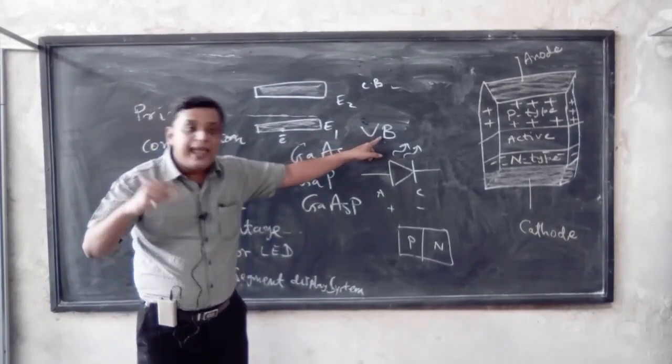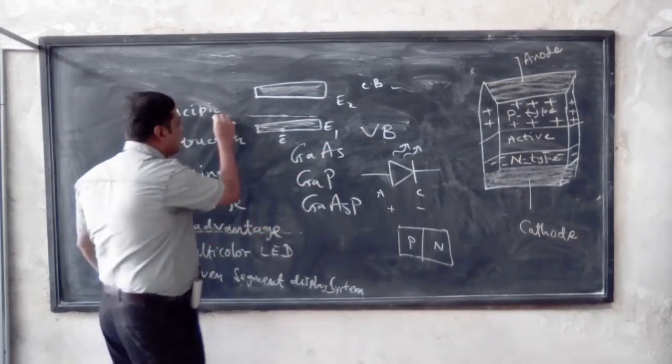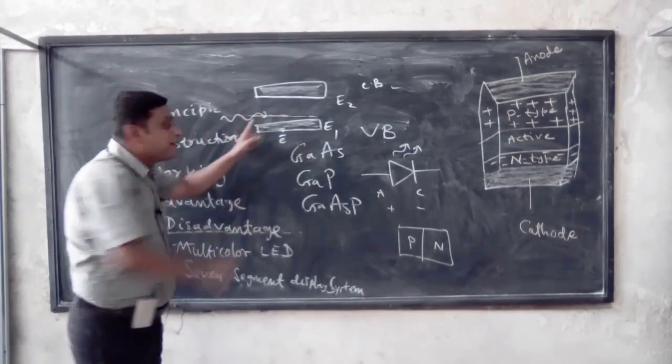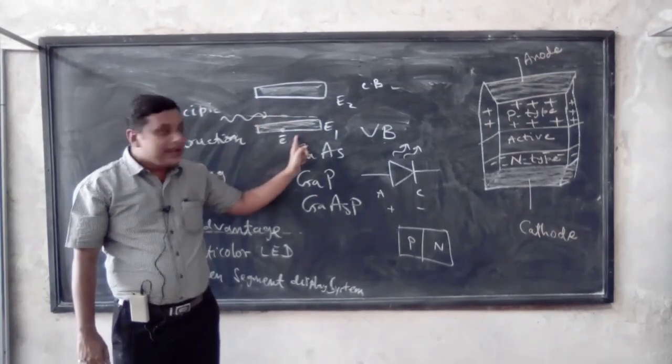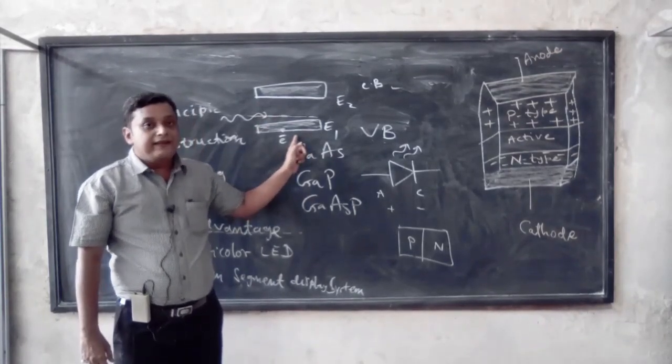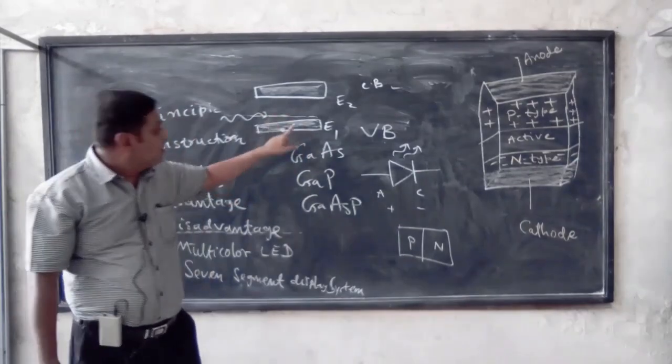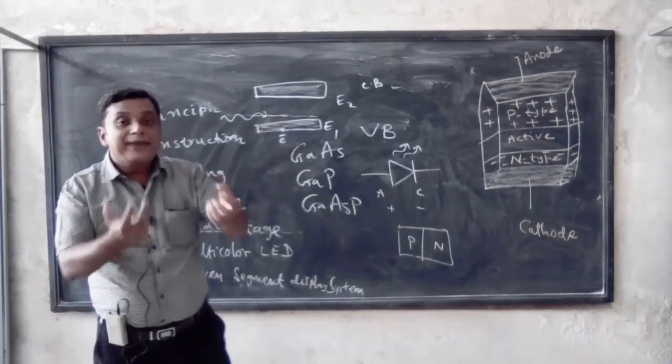Now I am applying energy to the electron. I am applying light to the electron, and this electron is available in the valence band. So what happens? This electron will absorb the light.